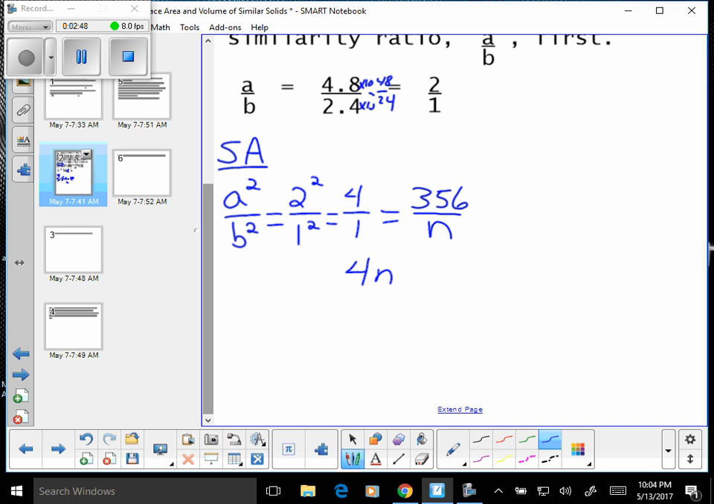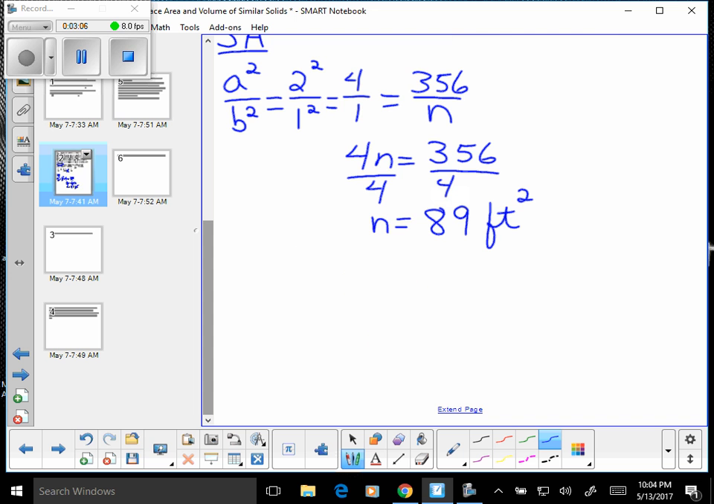Now I have to do cross product and solve. 4 times n equals 356. I'm going to divide both sides by 4 because I have a one-step equation, and that will give me 89. Now I'm working with surface area, so my label here has to be square feet.